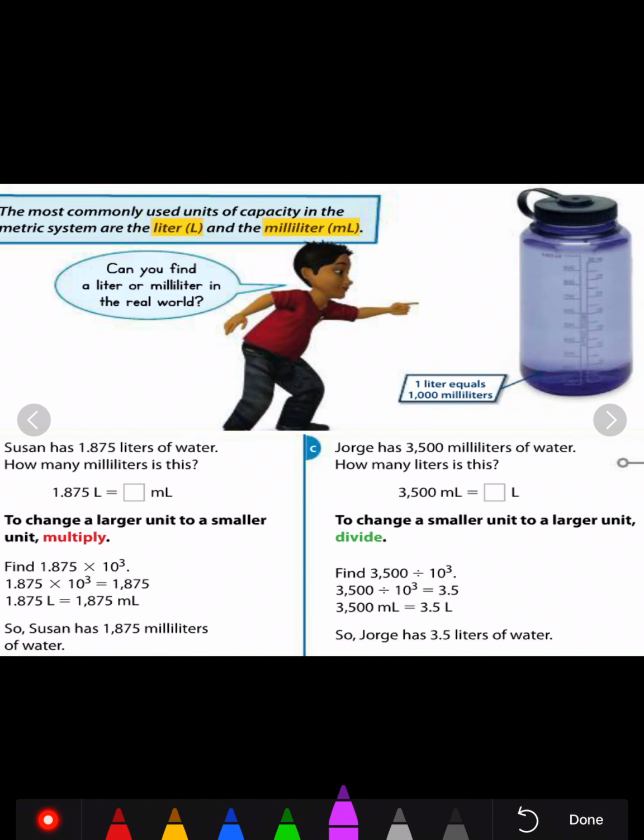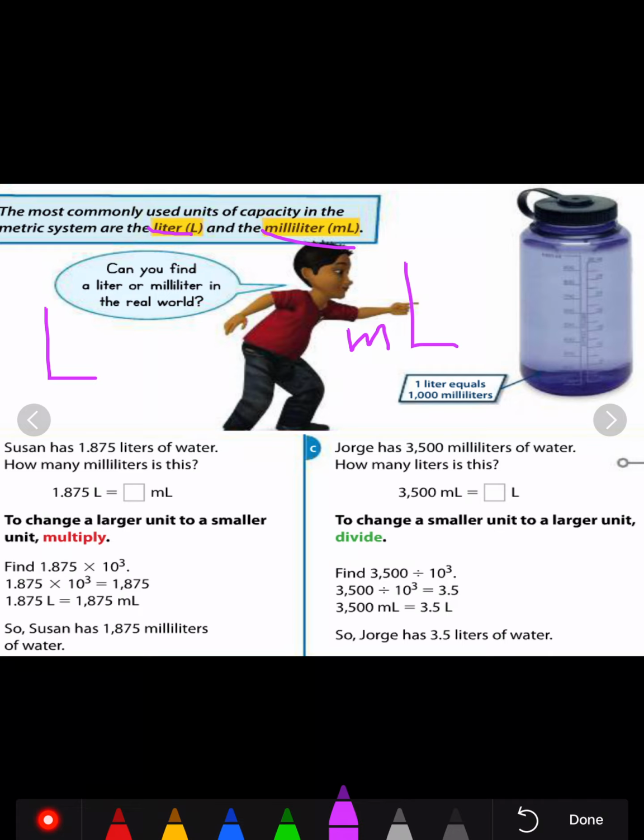What are the most common units of capacity in the metric system? We have liter and milliliter. So in this lesson, we're going to focus on how to convert units between these two common units of capacity, liter and milliliter. Liter will be represented by L and milliliter will be represented by ml.